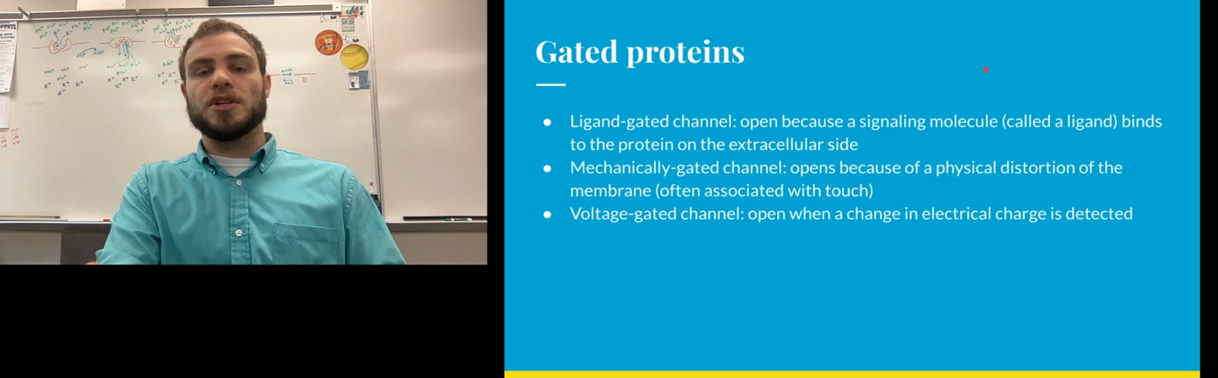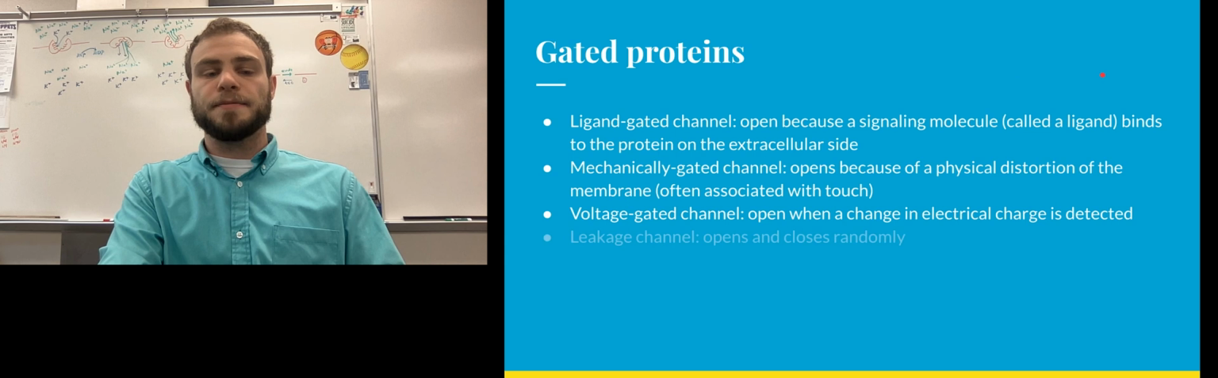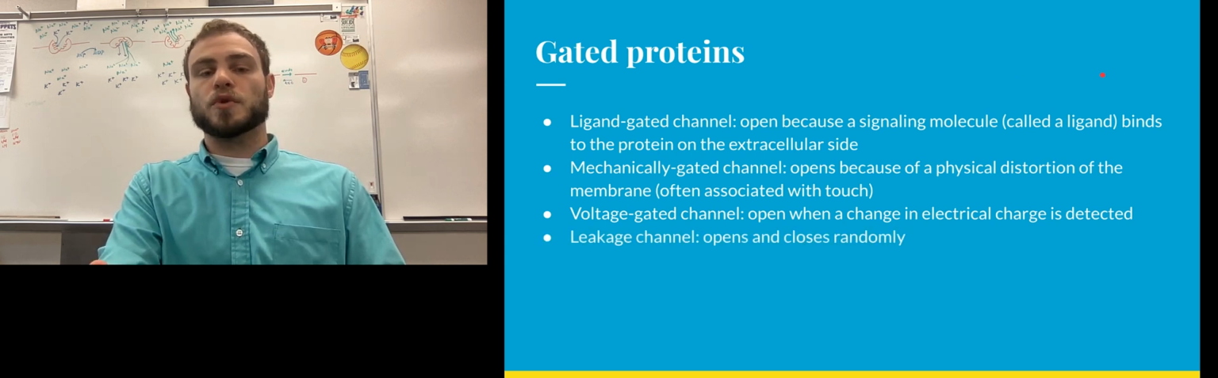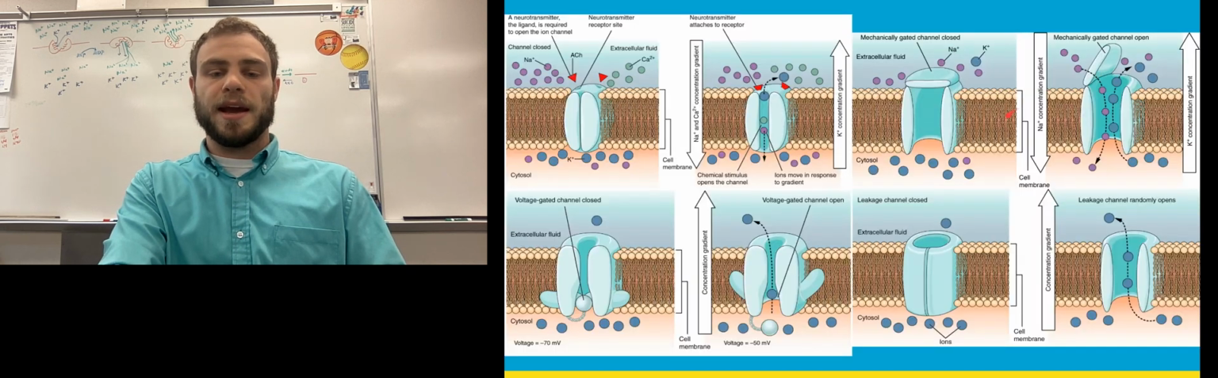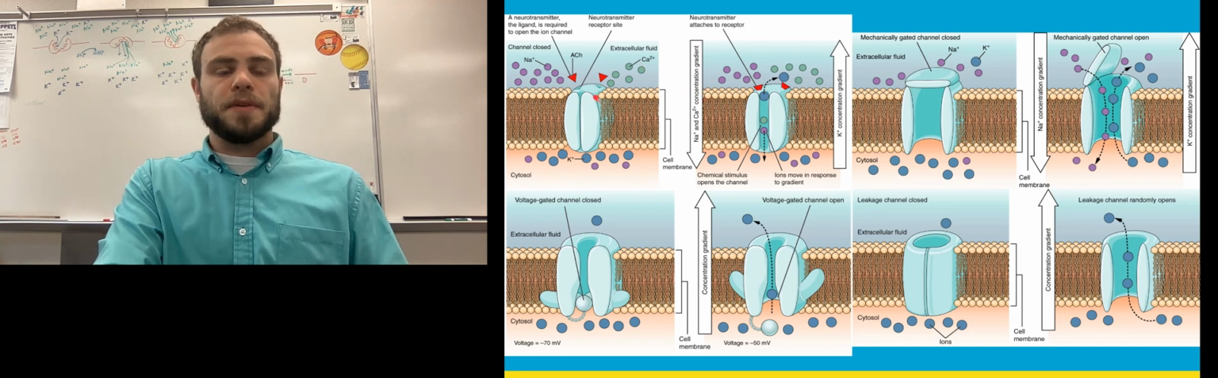Voltage gated channels are going to change when there's a change in the electrical charge in the area around the cell. You also have leakage channels, which are going to open and close quite randomly, and so we call them leakage because they are leaking out ions randomly.